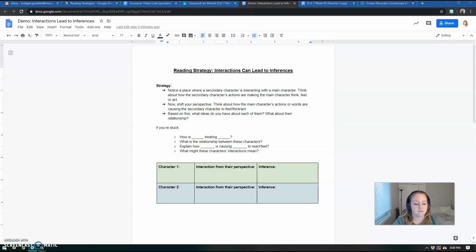So since we're not reading the crossover today, I'm going to give you an example. I'm going to show you how I would use this strategy with the short story All Summer in a Day. So ELA 7 students, you read All Summer in a Day a few months ago in class. Advanced ELA students, you were given the choice to read All Summer in a Day as one of your options for the formative assessment last week.